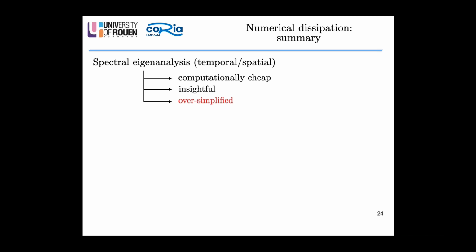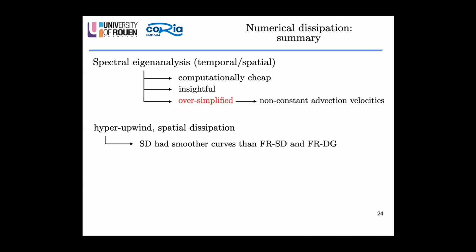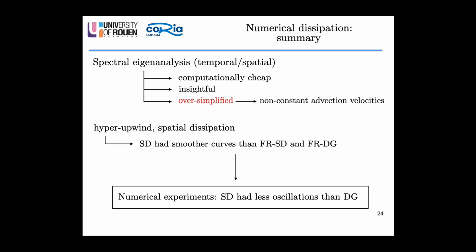But sometimes they can be, of course, oversimplified, and a very easy example is this difference between Flux Reconstruction SD and SD. So we consider a very first generalization to non-constant velocities, where we notice quite important differences between the spectral difference dissipation curves and the Flux Reconstruction counterparts. And we tested this behavior using numerical experiments of error equations, where we noticed that the spectral difference was characterized by much smaller oscillations than FR.